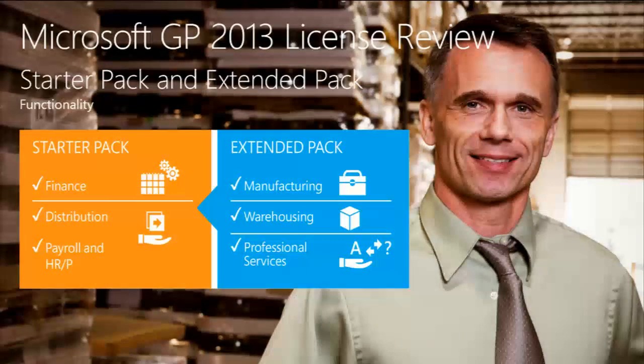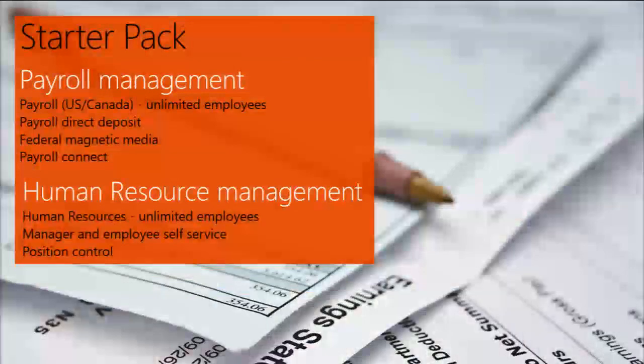When we look a little closer at what's included in the starter pack, you'll see under payroll management for both the U.S. and Canada, it includes payroll for unlimited employees. Previously, it was tiered pricing: the more employees you have, the more you pay. Payroll direct deposit is included, as well as federal magnetic media for sending your W-2 information to the federal government. And there's a Payroll Connect piece that is used to integrate with ADP as well.